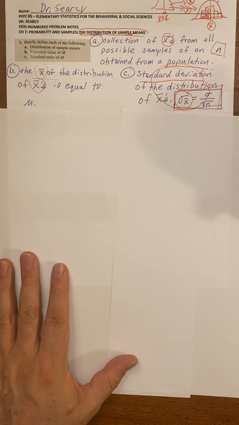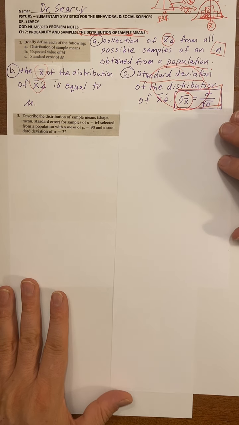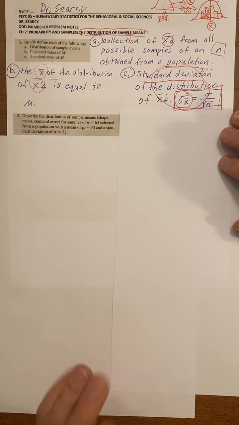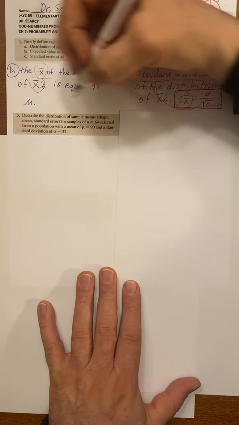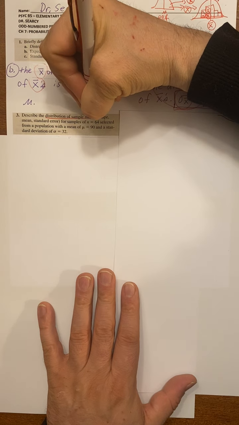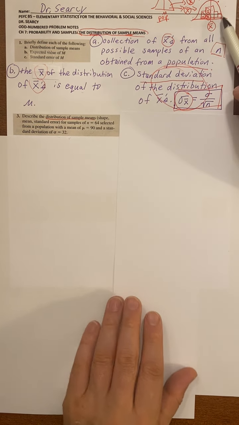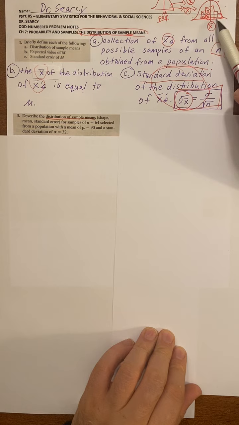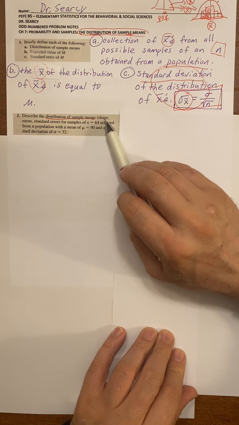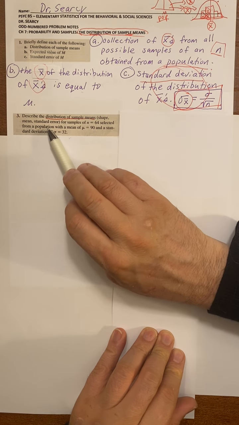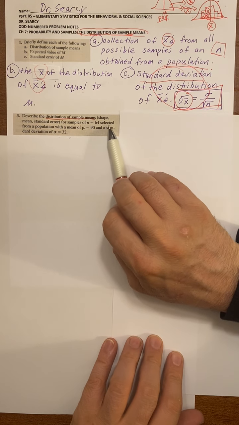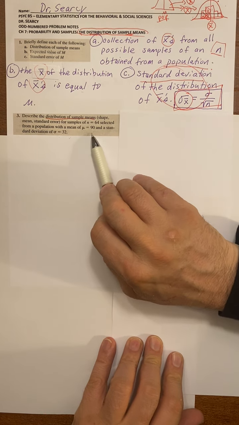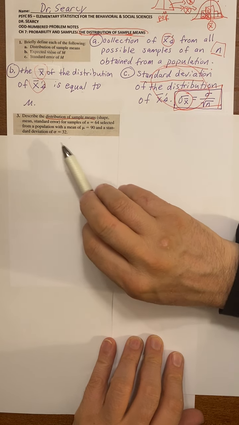Okay, well, so that answers question number 1. Let's go ahead and move on to question number 3. Here the question is asking, describe the distribution of sample means. So it's going back to this idea of talking about this distribution of sample means. Describe its shape, its mean, and its standard error for samples of n equals 64, selected from a population with a mean of 90 and a standard deviation of 32.